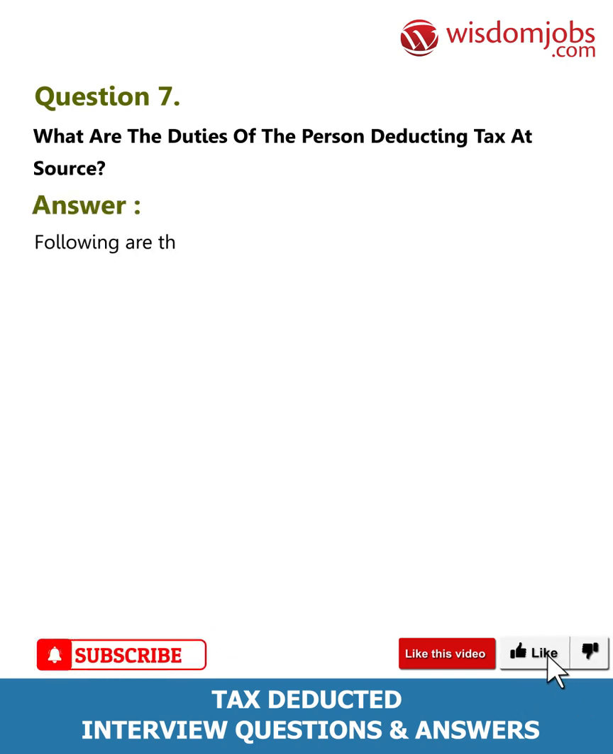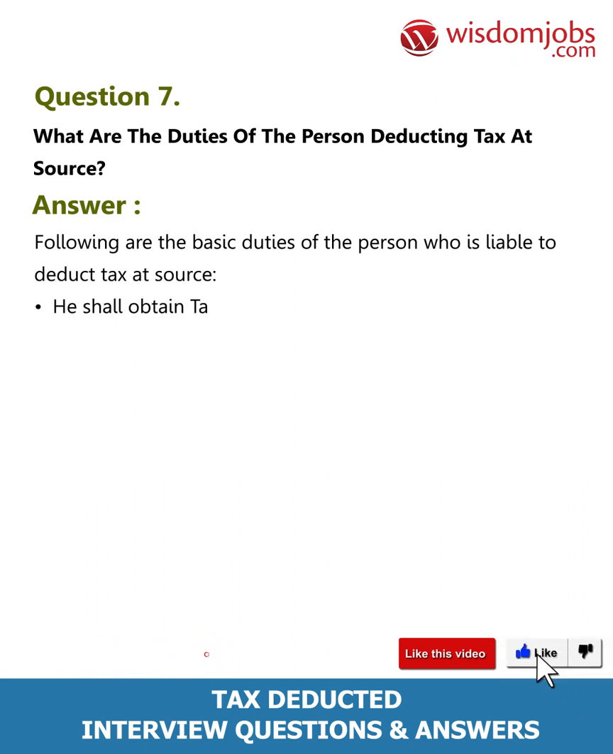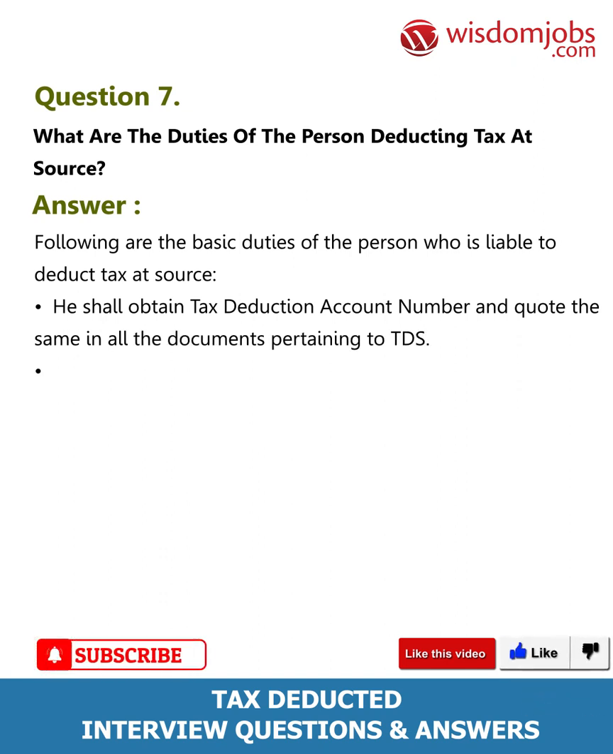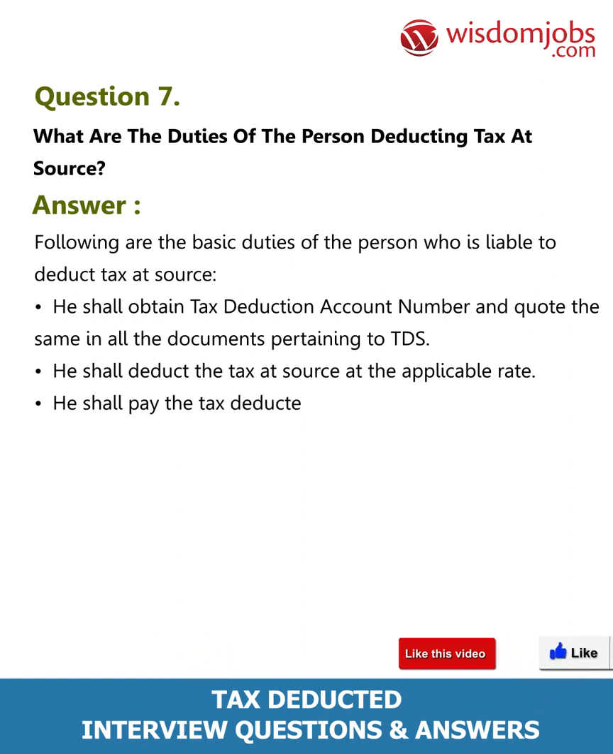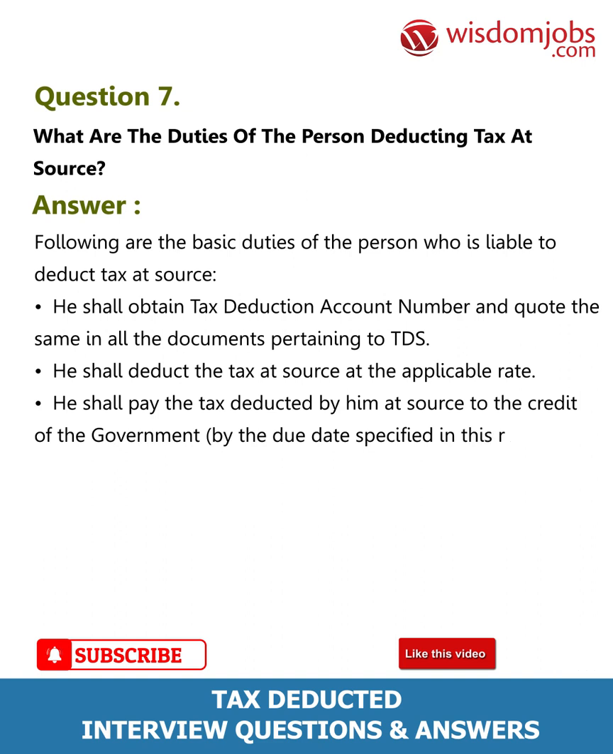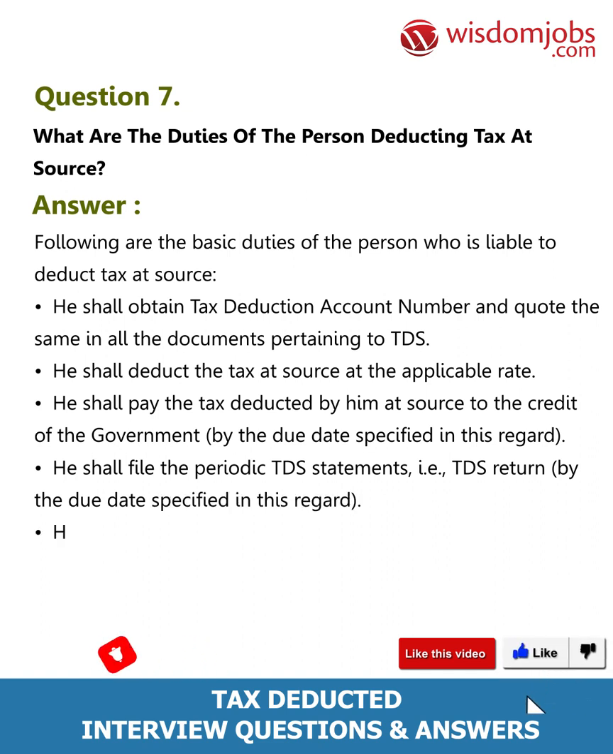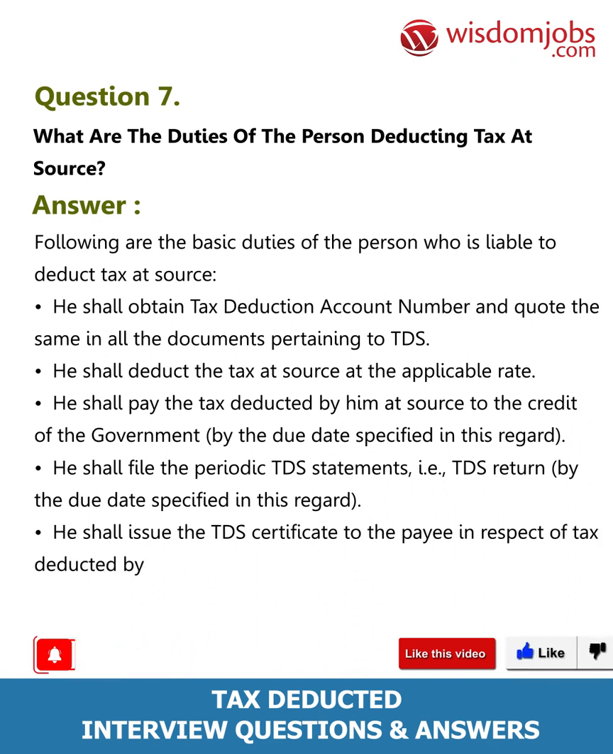Question 7. What are the duties of the person deducting tax at source? Answer. Following are the basic duties of the person who is liable to deduct tax at source. He shall obtain a tax deduction account number and quote the same in all the documents pertaining to TDS. He shall deduct the tax at source at the applicable rate. He shall pay the tax deducted by him at source to the credit of the government by the due date specified in this regard. He shall file the periodic TDS statements, i.e. TDS return, by the due date specified in this regard. He shall issue the TDS certificate to the payee in respect of tax deducted by him. Refer to the tax calendar for the due dates.